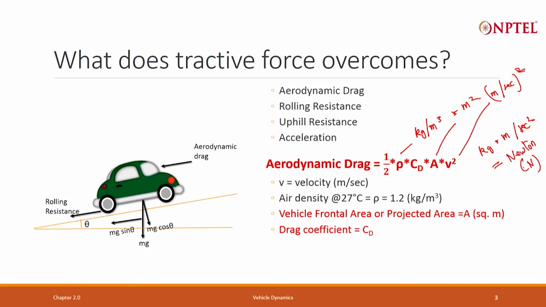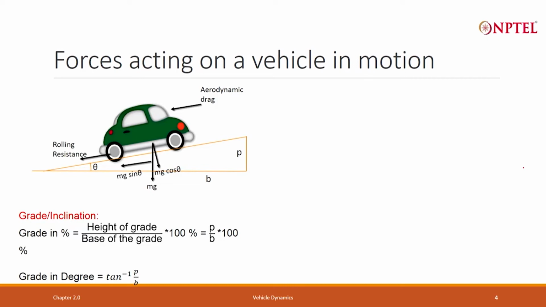So, aerodynamic drag is the force applied. It is half into rho into CD into the area multiplied by the velocity square. Now, it is a velocity square; we will actually talk a lot about the implication of it as we go on.